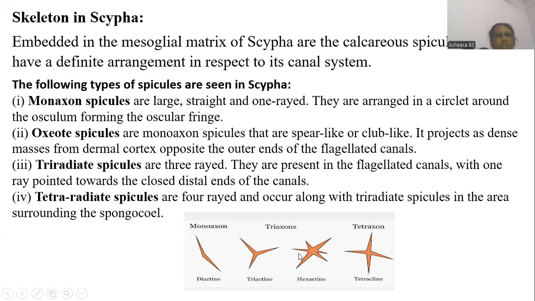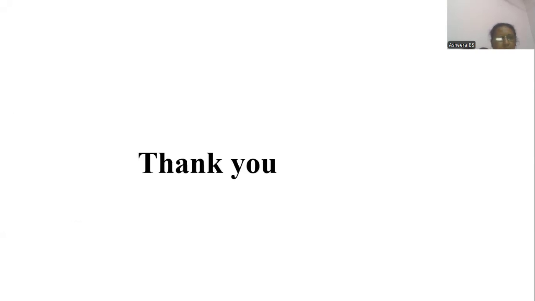Here hexaaxon is there. These spicules are present in the Scypha or the Sycon. These are the spicules you have to write. This forms the skeleton of the Scypha. Where will it be present? It will be present embedded in the mesoglial matrix.